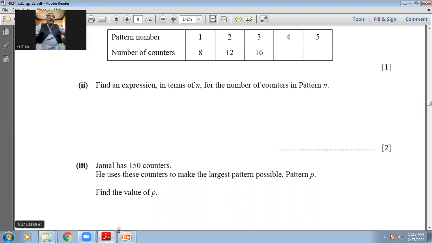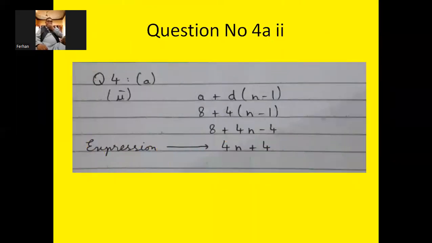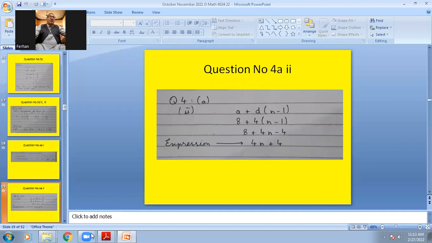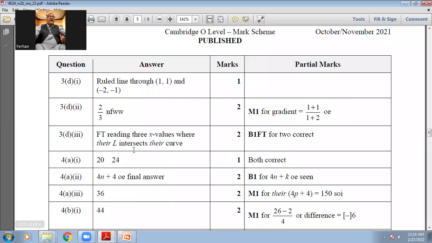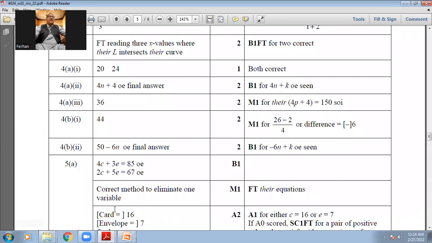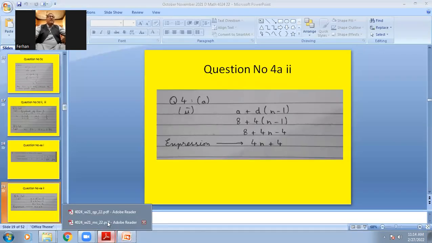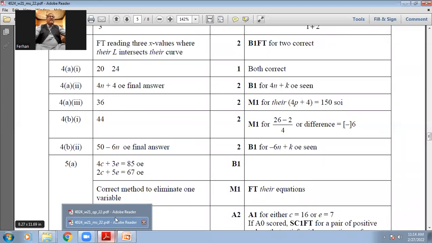So let me show you. a plus d(n minus 1): the first term in the sequence is 8 and the common difference is plus 4. So you will have 8 plus 4(n minus 1). So it will be 8 plus 4n minus 4, which is 4n plus 4. So this is the nth term of this sequence. Let me check, and it is right. Our answer is 4n plus 4.